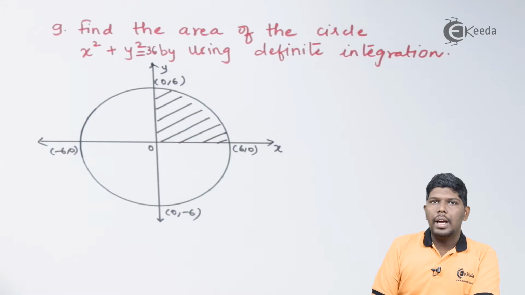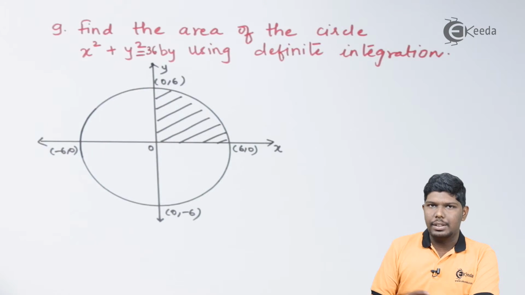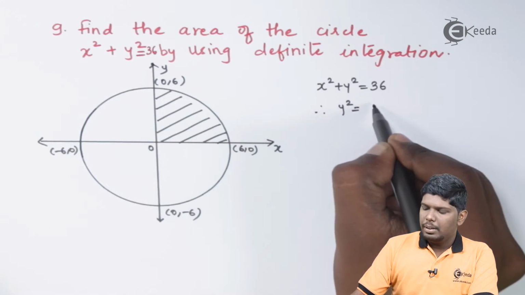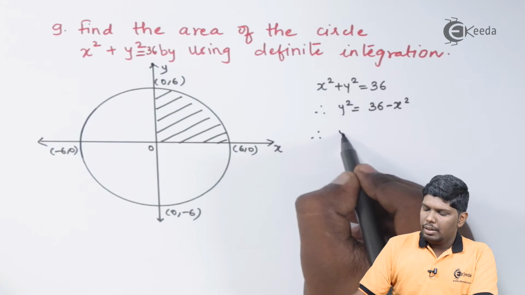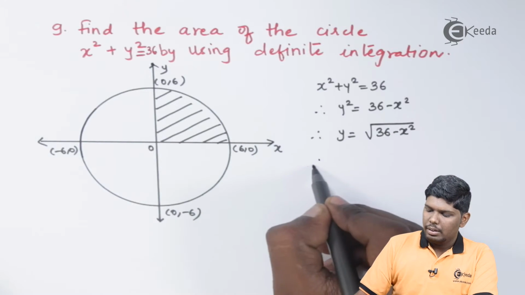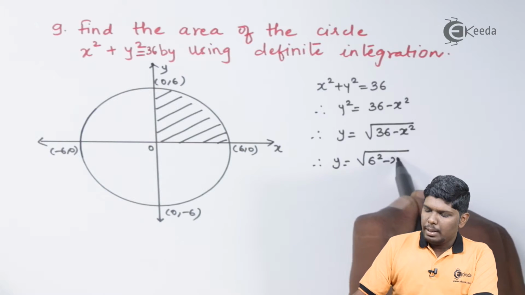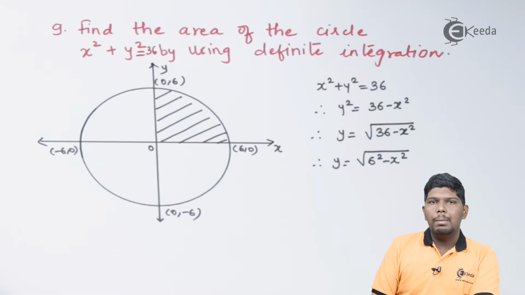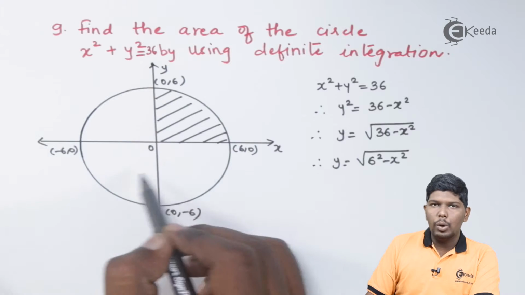Also, the value of y can be obtained from the given equation x square plus y square is equal to 36. y square will become 36 minus x square. Therefore, on taking square root, the value of y will be under root 36 minus x square. That can also be written as under root of 6 square minus x square. So first we will find this area and then multiply it by 4 in order to get the area of the entire circle, as there are 4 equal parts.